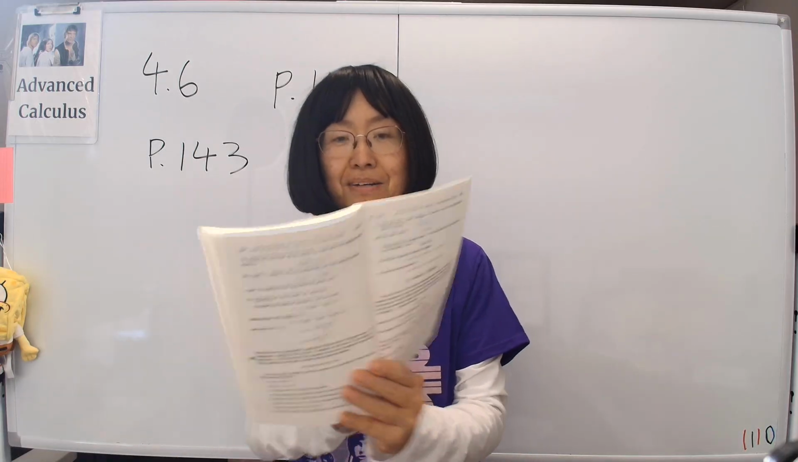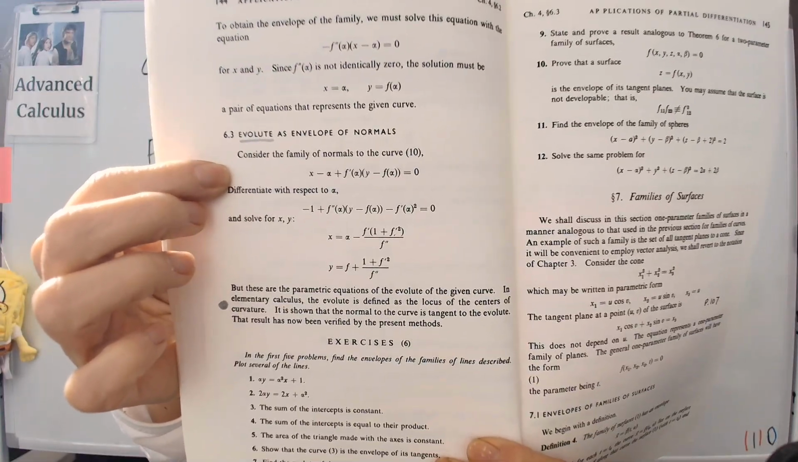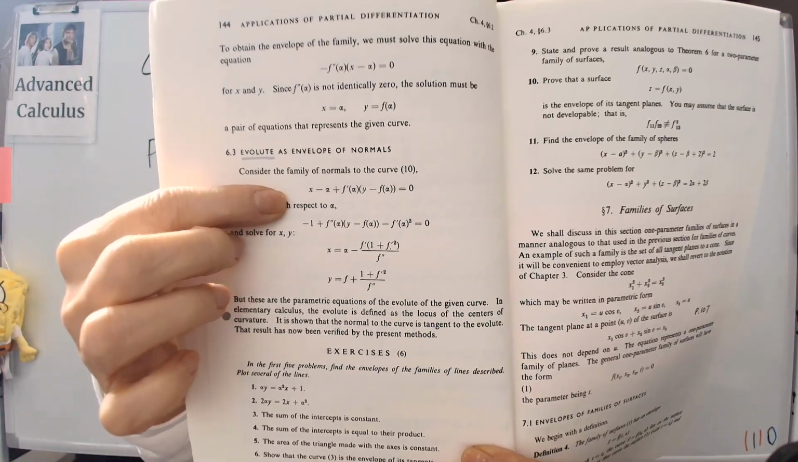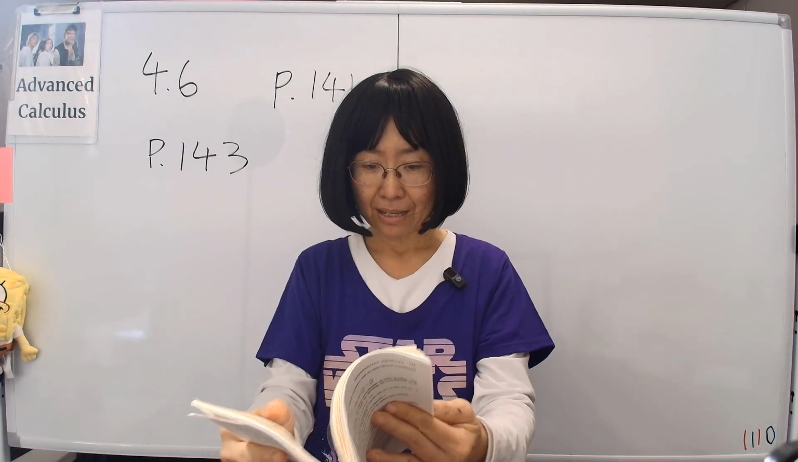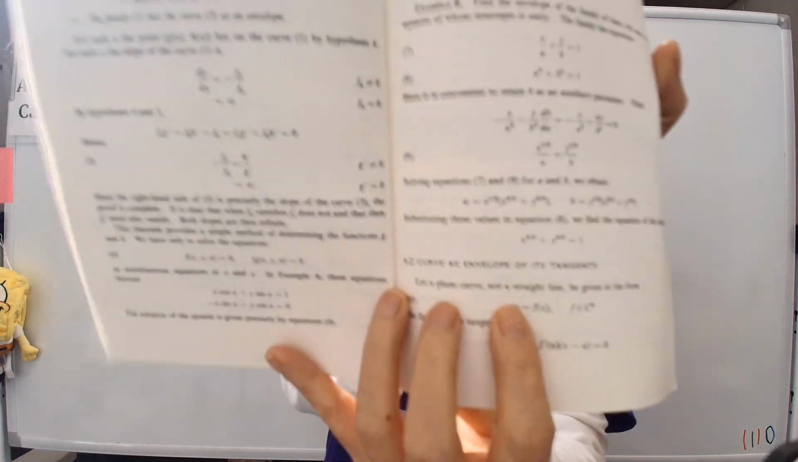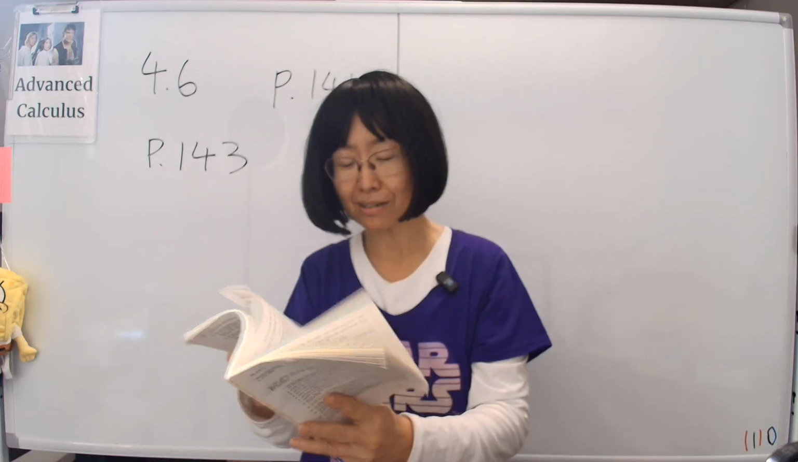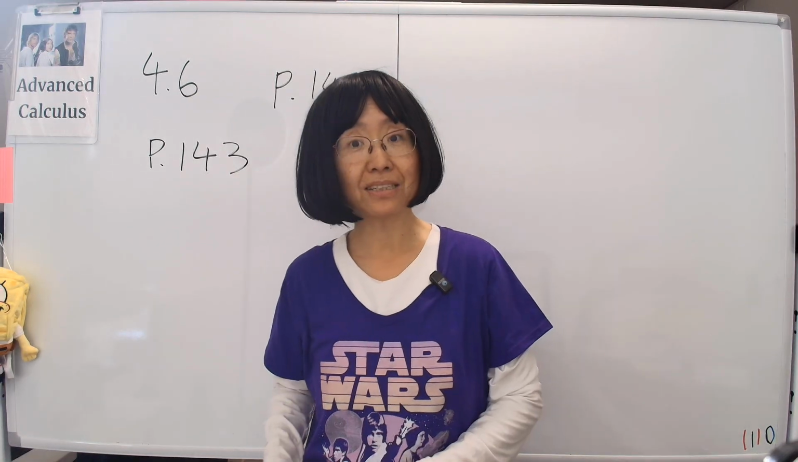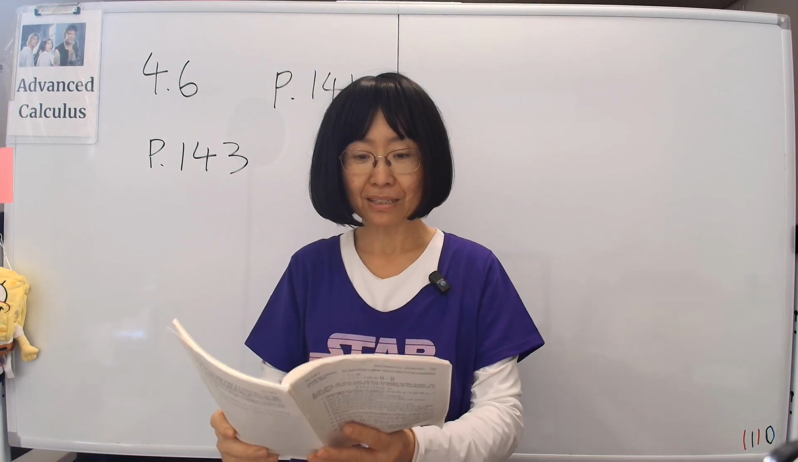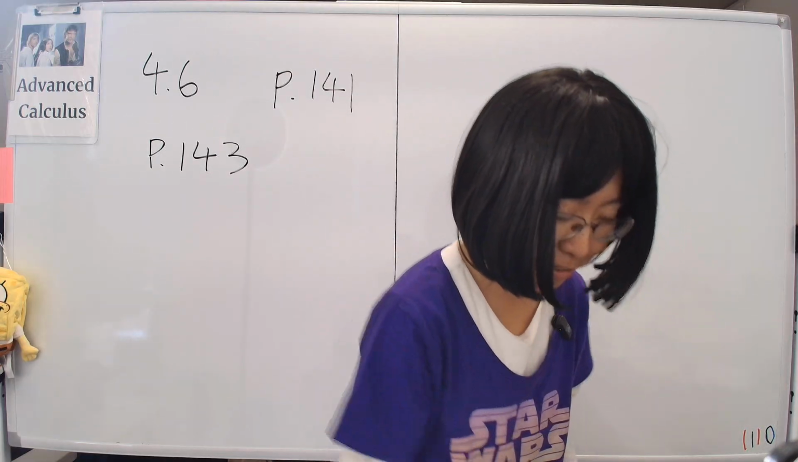So what are we doing right now? We're going to consider the normals, that is the normal to curve 10. So what is curve 10 again? The curve 10 is just any old curve, y equal to f of x in C1. So given some curve, now we just finished working on its tangent, but now we're going to do the normals. So what is the normal of some random curve?